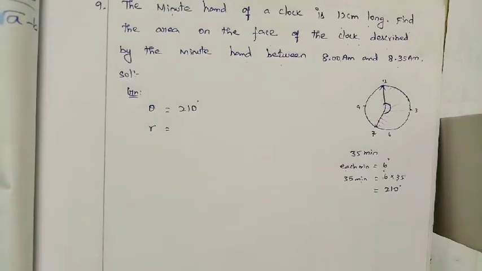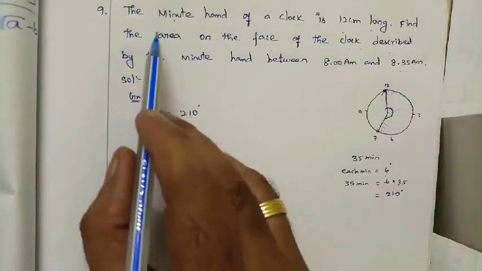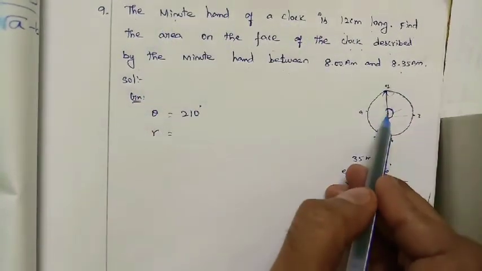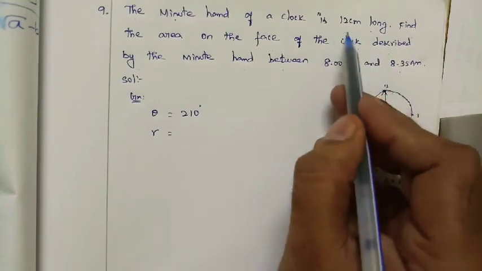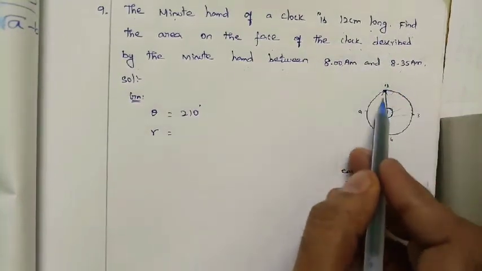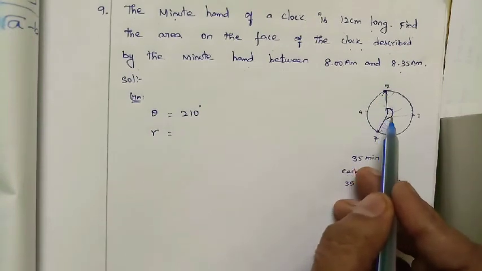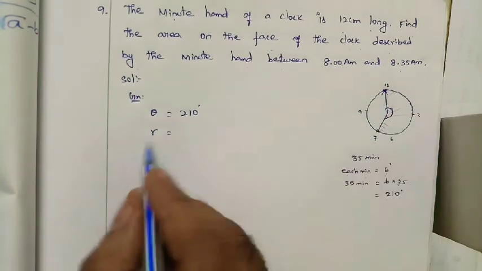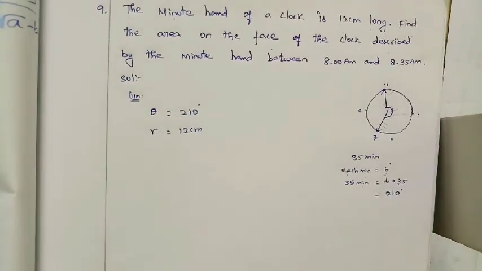It is a major sector. And we want to find the radius. See, we are having the radius. It's nothing but the minute hand of the clock. The minute hand of the clock is 12 centimeter long. The length of the minute hand is nothing but the radius of the sector. So r is nothing but 12 centimeter.